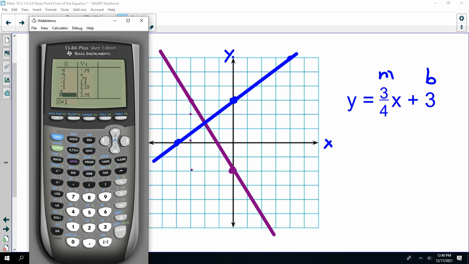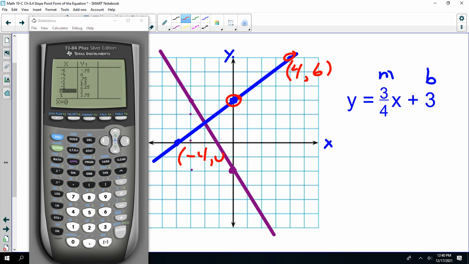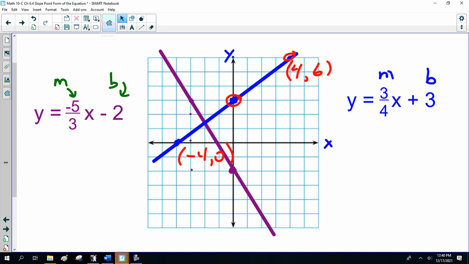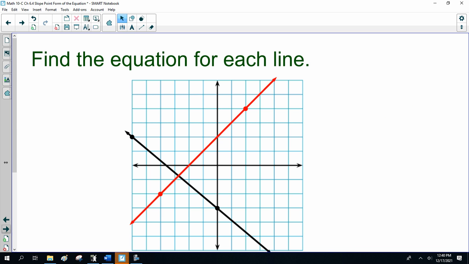Now there we go. 0 and 3 is one point, right here. From my graph, I'd say 4, 6 should be on the graph, and this is minus 4, 0. So minus 4, 0 is on the graph. Good. Now what about 4, 6? Yes. So my table of values agrees with my graph. So yes, I'm pretty certain I've drawn the graph correctly. That's what I need to be able to do. Well, that's actually a review.